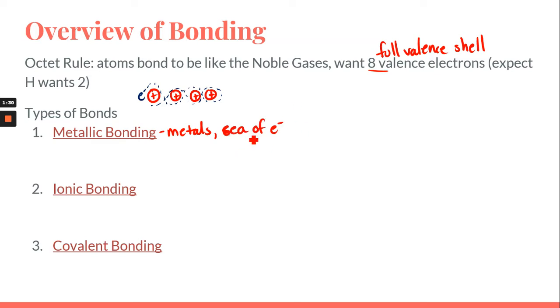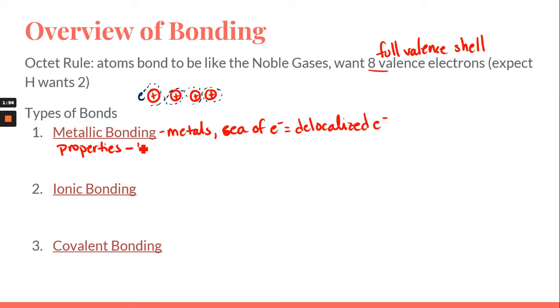And another way of saying this is to call them delocalized electrons, meaning that they're not local to one specific atom. They're free to move. So you might also call them mobile electrons. But it's because of these delocalized electrons that we have the properties of metallic bonds.